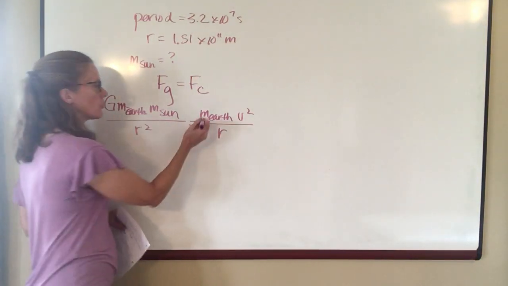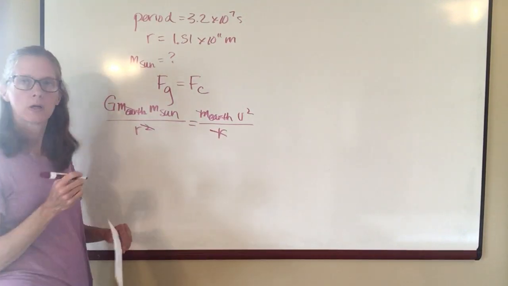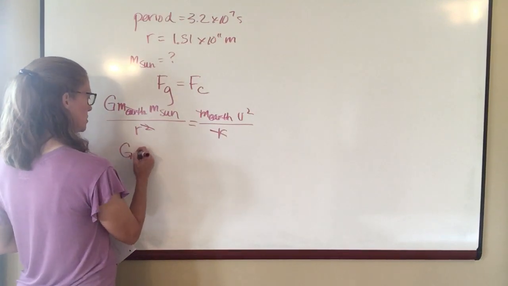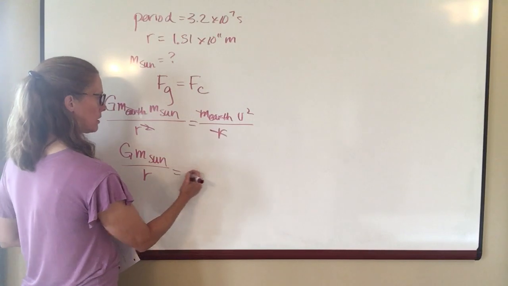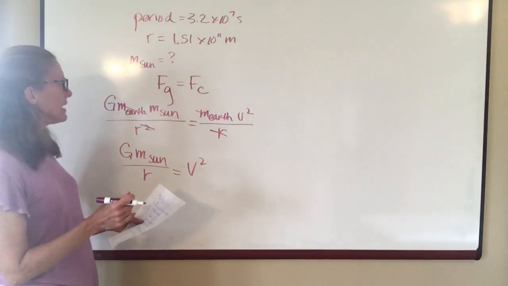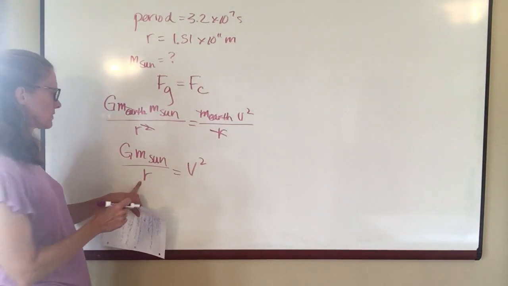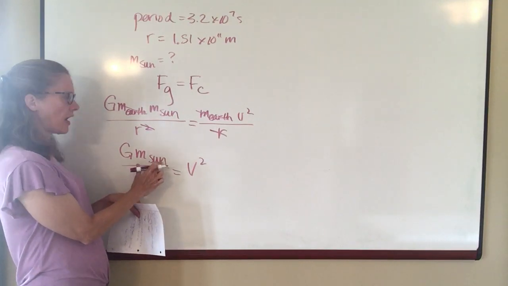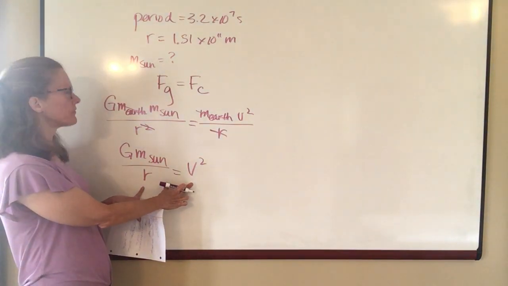The mass of the Earth cancels out. One of the radiuses, or distances, also cancels out. And so that leaves me with G times the mass of the sun over R equals V squared. Okay, now, what do I know? Well, I know R. I know G. The mass of the sun is what I'm trying to find. I don't know the velocity. So how am I going to solve this?